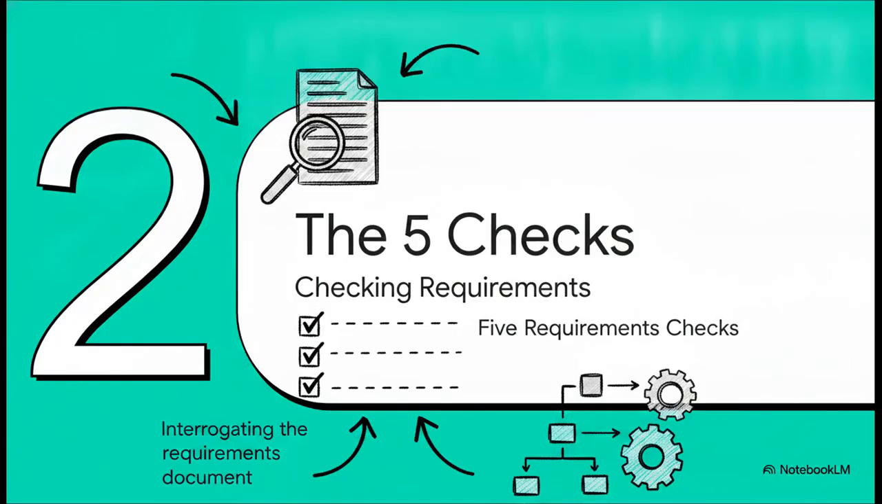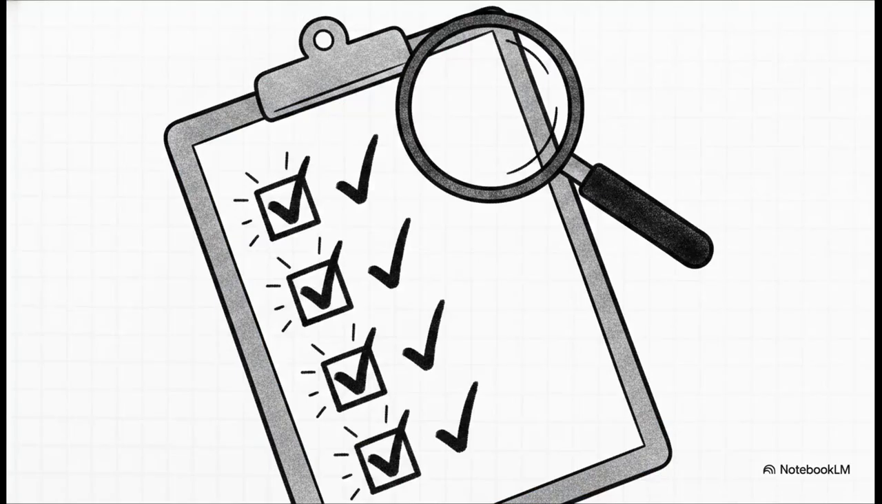Moving on to Section 2, the 5 requirements checks. Let's look at how we actually check these requirements. And that brings us to the core technical framework of today's lecture. This is basically the exact criteria we use to interrogate our requirements document. Here's a high-level look at the 5 checks you'll need to know. We've got validity, consistency, completeness, realism, and verifiability. I want you to mentally map these out as we slow down and dive deep into what each of these terms actually means.